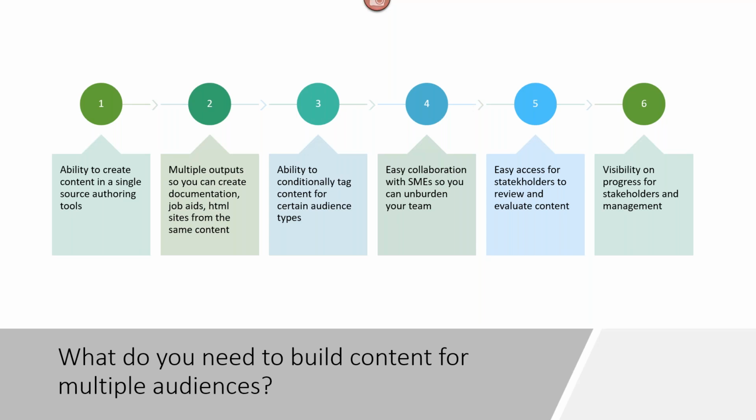So the single source authoring tool is one of my number one things I look for when I'm looking at a tool. Multiple outputs is another one. Again, if you can go into a single source authoring tool and then produce 4 or 5 different outputs from that one tool, that right there has saved your team an extreme amount of time.